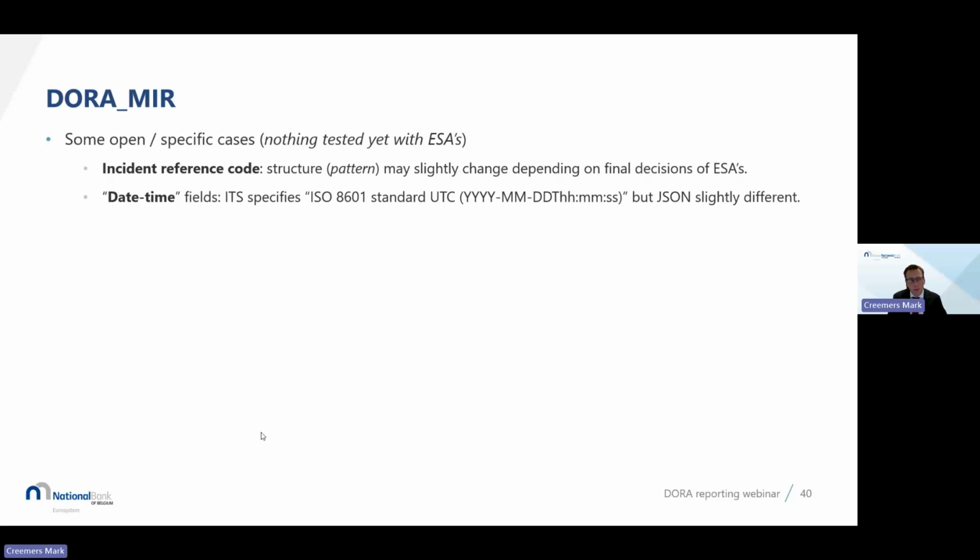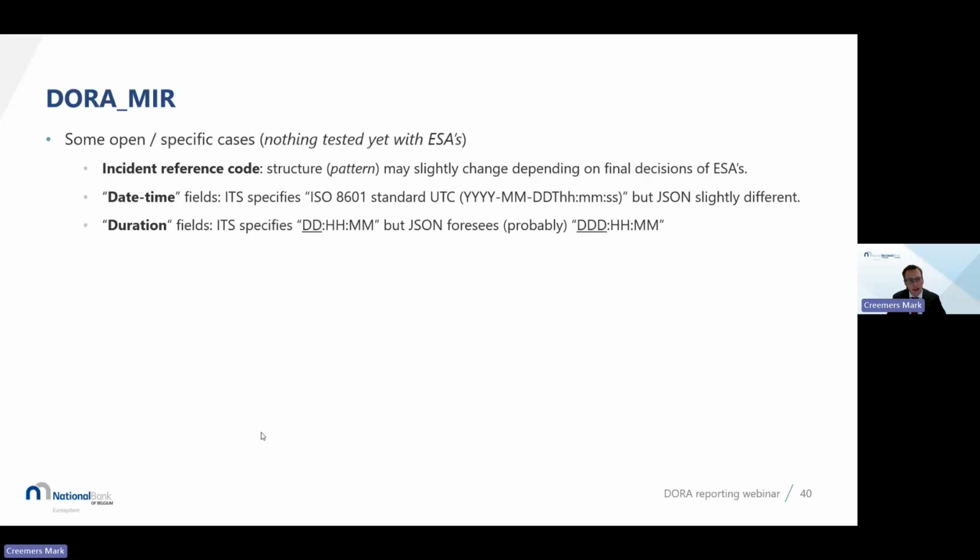Same for the date time fields. Because in the ITS it is specified that they follow a certain ISO standard with a certain pattern. Right now the JSON file that we have at our disposal is slightly different, but if the JSON file is used for validation purposes, of course we need to follow the pattern in the JSON file and not in the ITS field. So that is an inconsistency that needs to be solved very quickly so we can implement the correct pattern in our system.